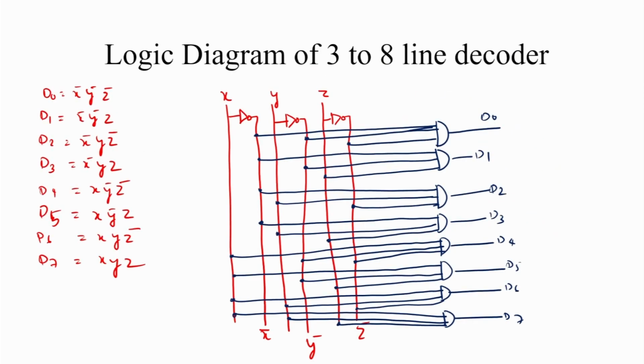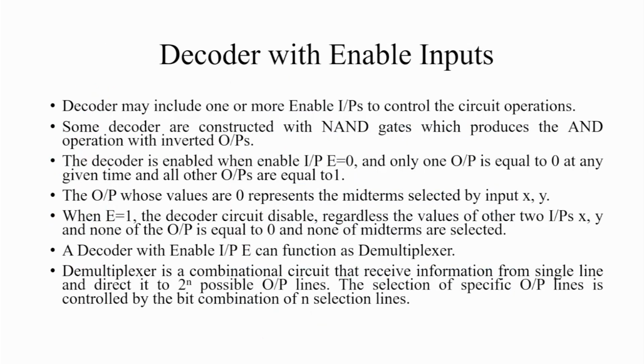At a particular moment, what happens when, suppose, the value of x is 0, y is 0, z is 0? When x is 0, x complement is 1, y complement is 1, and z complement is 1. So this means D0 is only active and the rest are non-active, because when we talk about D1, this is connected from z, and z is 0, so the whole output becomes 0. Similarly, D2, D3, D4, D5, D6 and D7 become 0. So at a particular moment of time, in each input combination or in each minterm, only a single output line is high and the rest of the output lines are 0.